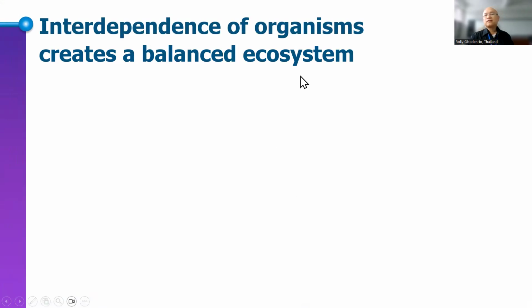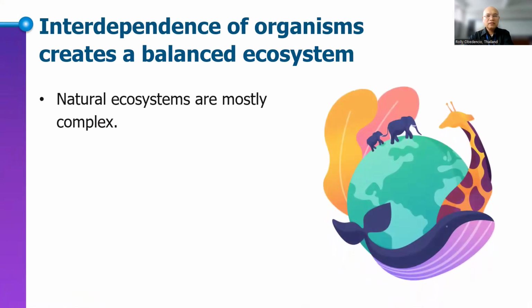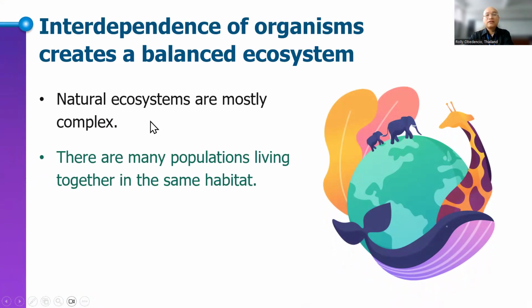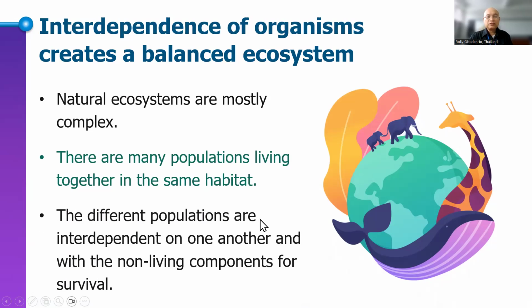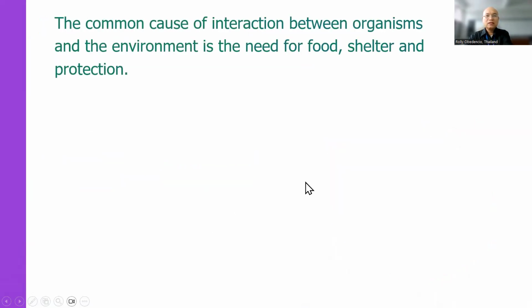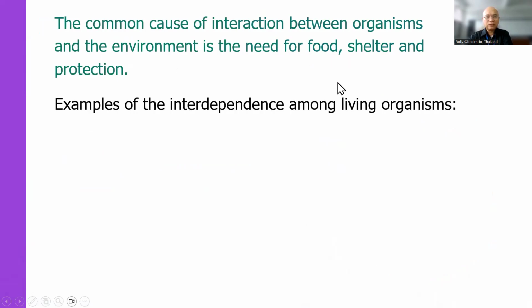Now, interdependence of organisms creates a balanced ecosystem. Natural ecosystems are mostly complex. There are many populations living together in the same habitat. The different populations are interdependent on one another and on the non-living components for survival. The common cause of interaction between organisms and the environment is the need for food, shelter, and protection.